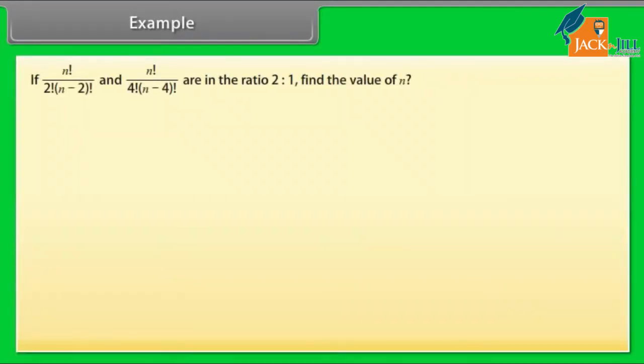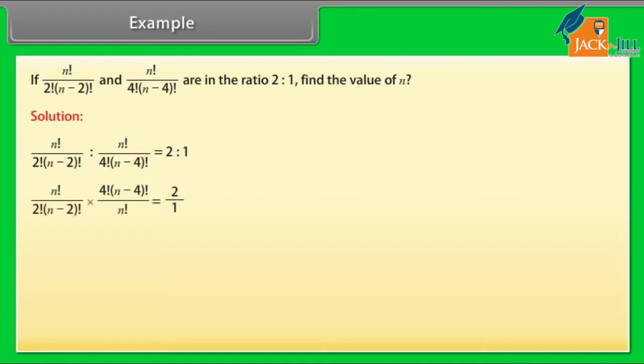Example. If n factorial by 2 factorial into (n minus 2) factorial and n factorial by 4 factorial into (n minus 4) factorial are in the ratio 2 is to 1, find the value of n. Solution. n!/(2!(n-2)!) : n!/(4!(n-4)!) = 2 : 1. It implies n!/(2!(n-2)!) multiplied by 4!(n-4)!/n! is equal to 2 by 1. So 4!(n-4)!/(2!(n-2)!) is equal to 2.